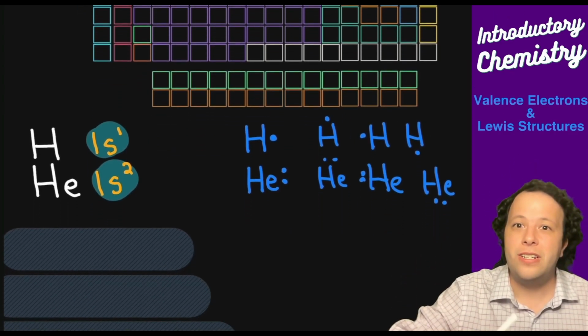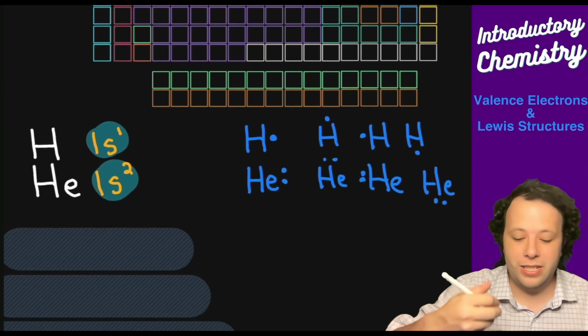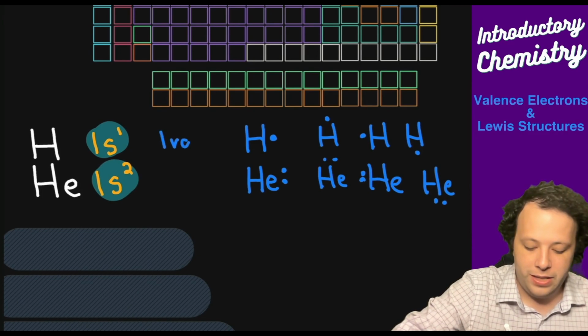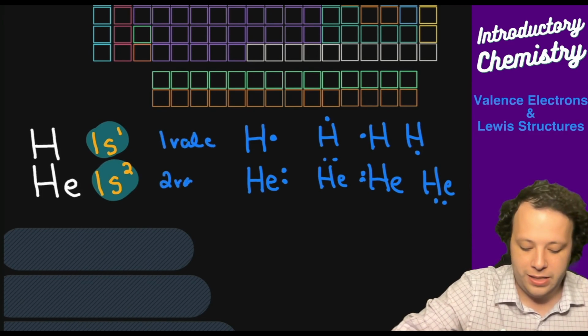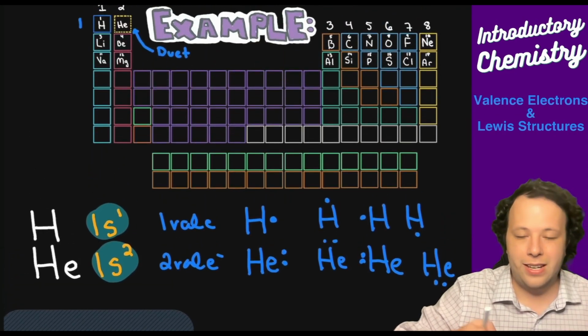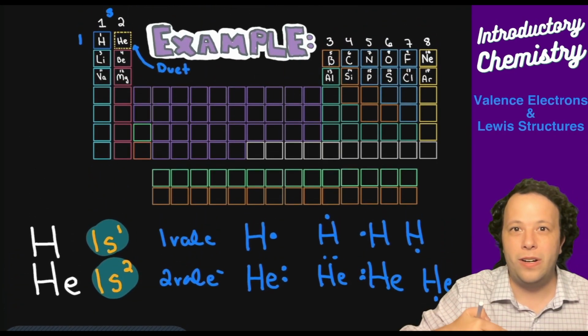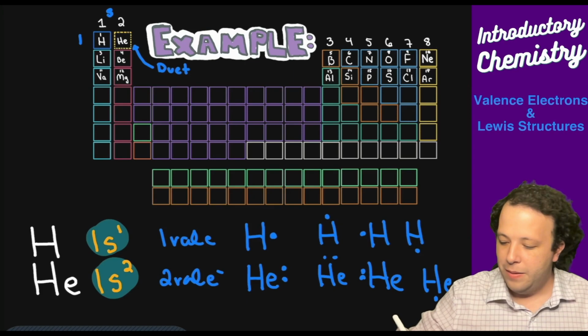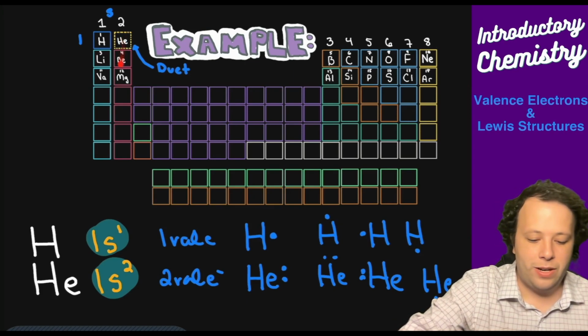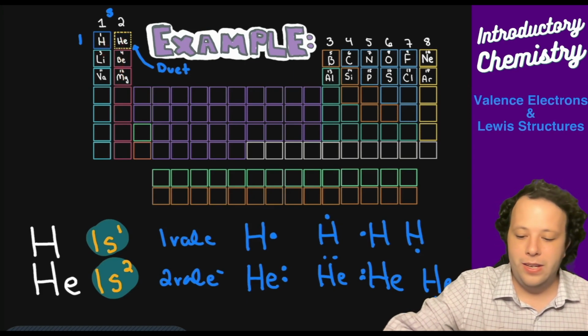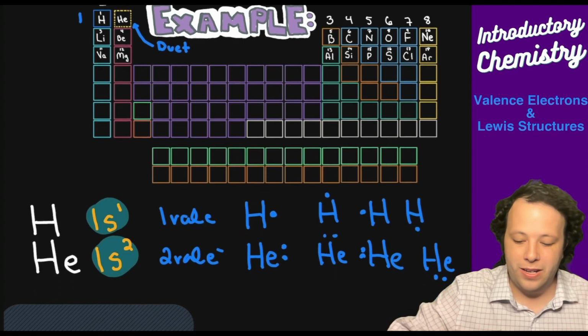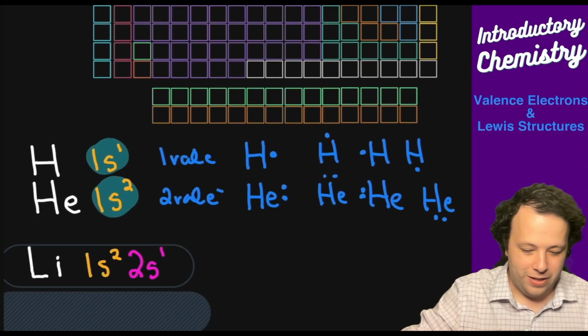So that's hydrogen and helium. We have 2 valence electrons, 2 dots. So 1 valence electron, 2 valence electrons, and that's going off the columns of our periodic table. So 1 and 2, just to help illustrate that. Our next ones are going to be boron and aluminum. Sorry, I'll go to the next one.